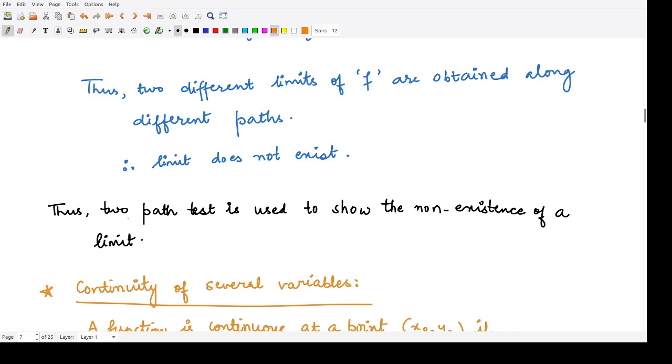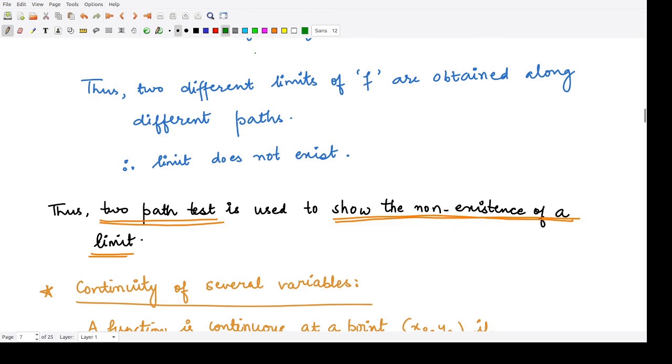So this is a two-path test which is used to show the non-existence of a limit. So this is useful whenever the limit does not exist, because in that case what you have to do, you just have to take two particular paths and then you will calculate the limit. If the values of the limit calculated along those two paths are different, then in that case the limit does not exist.